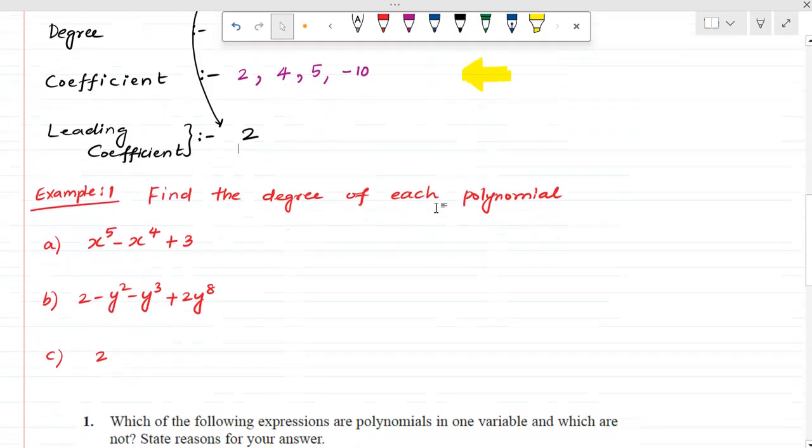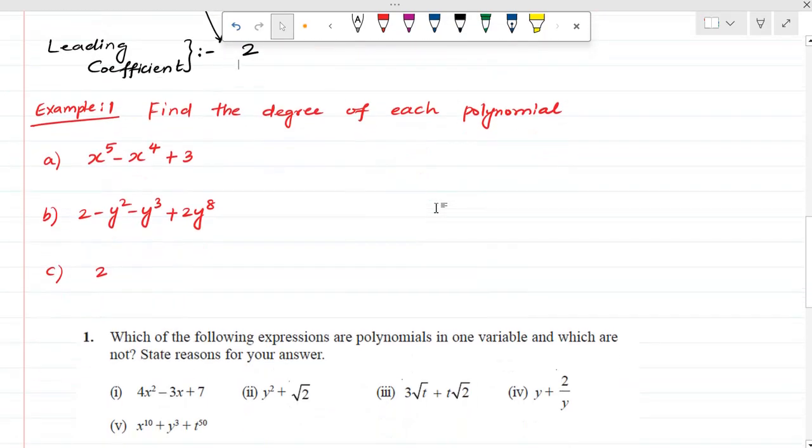So let us solve the problem which is given in your book. Find the degree of this polynomial. First of all, I have to check whether it is in the standard form. Is it in the standard form? Yes. Why? Because the highest power comes first, x power 5, x power 4, then 3. So therefore it is a standard form. Now what is the highest power of x? That is the degree. The highest power of x is 5. Therefore the degree is equal to 5.